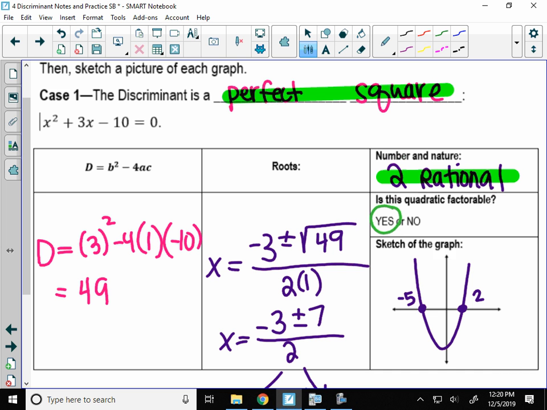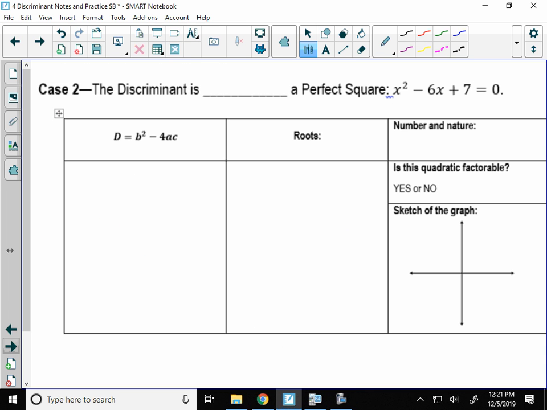All right, so as we go on today, I'm going to keep coming back and making sure you still memorize that. So if you have a perfect square, how many roots do you get? And they are rational. All right, the next case, number 2. Let's calculate our discriminant to see what kind of numbers we're working with here.